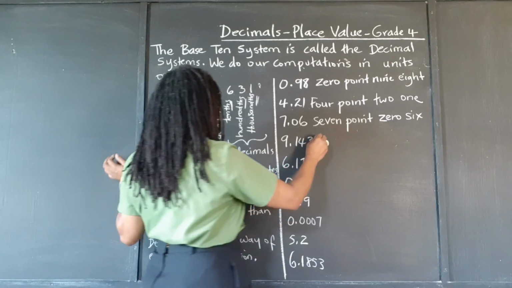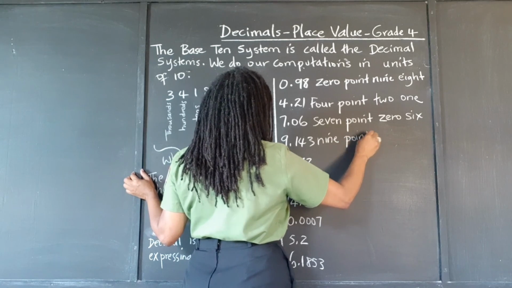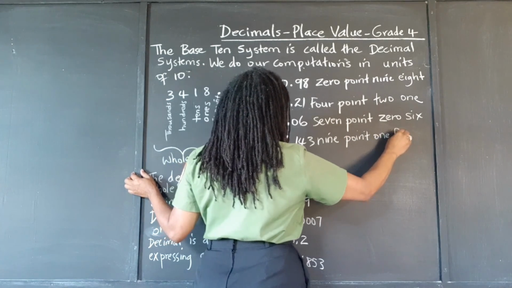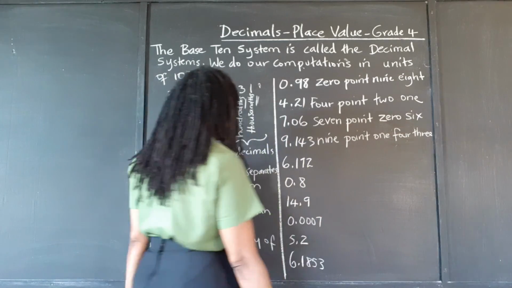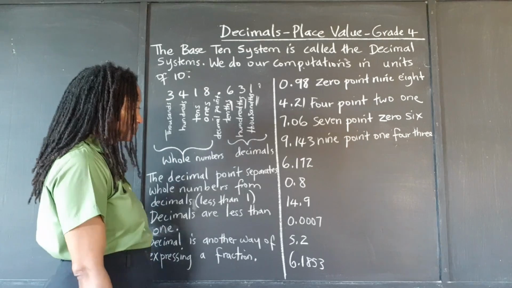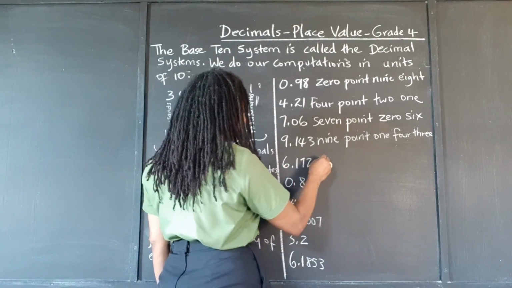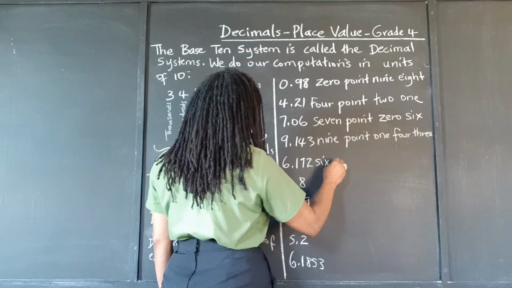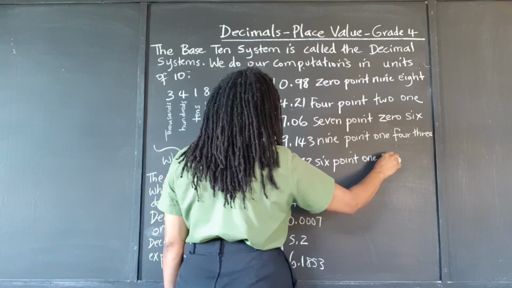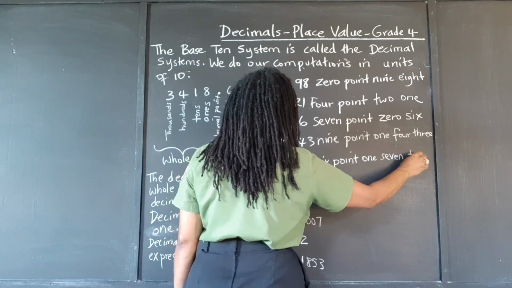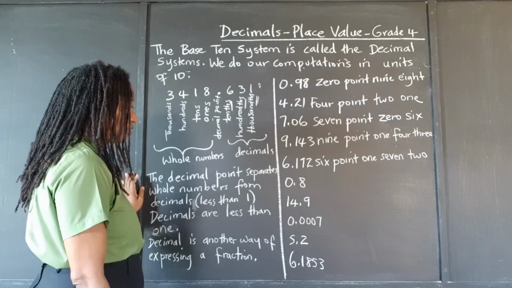9.143. So that's 9 point 1 4 3. That's how we call it out. We don't say 9 point one hundred forty-three. And then 6.172, 6 point 1 7 2.